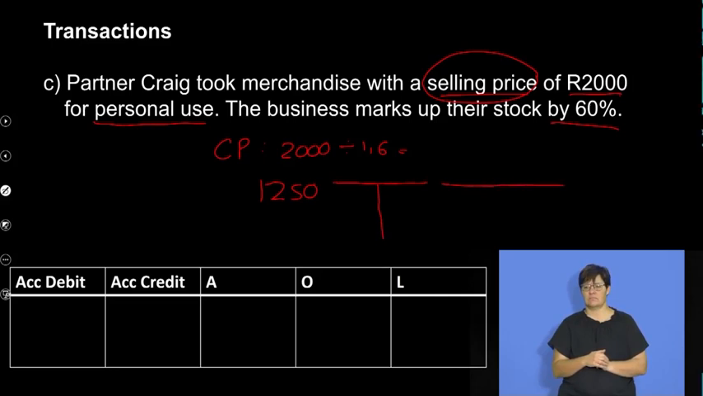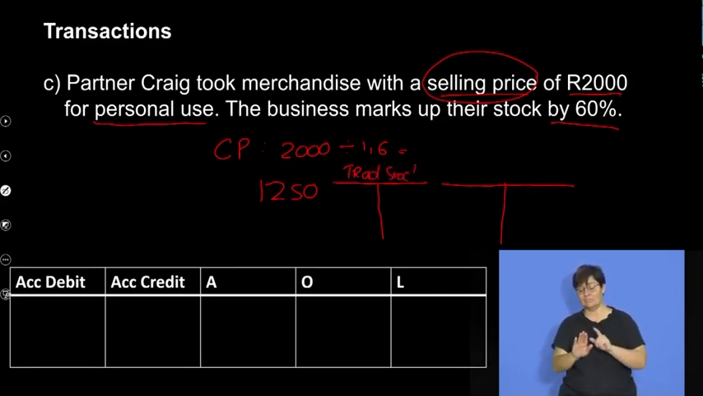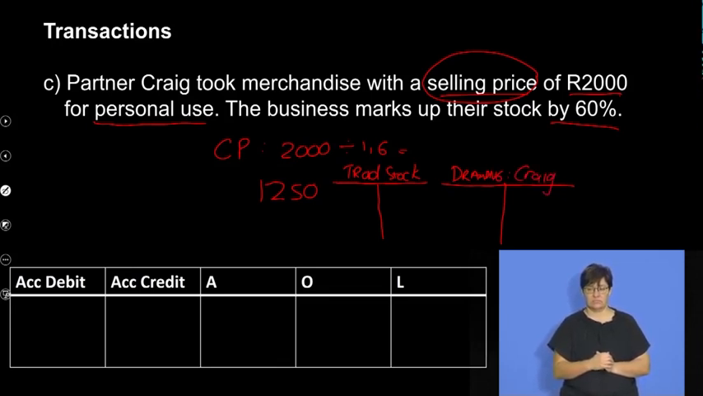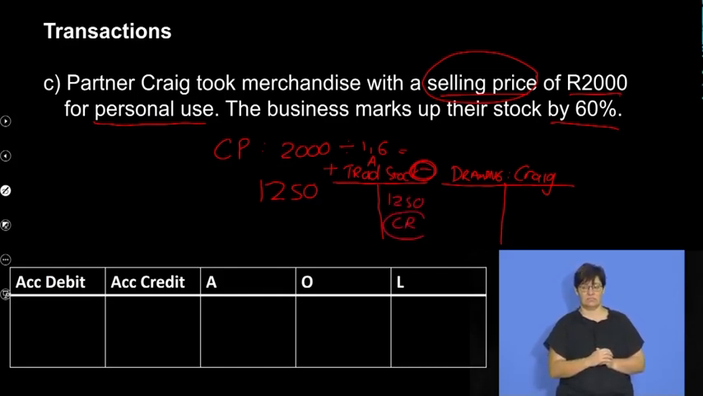So my two accounts affected with this transaction. Obviously, trading stock is one account, and the other account affected will be drawings. But exactly the way we did with capital, we've got to mention the name of the partner. So it's Craig who is taking out stock. Right, let's look at the impact on trading stock. Trading stock is an asset, plus minus. The business's trading stock decreases by 1,250. So here's my credit.